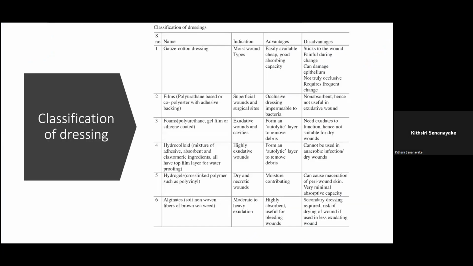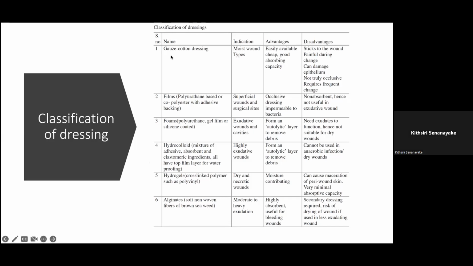Okay, so classification of the wound dressing. It is very difficult to classify wound dressings because there are more than 3,000 wound care products available in the market, and more still coming. It's a very profitable business, and therefore the world is trying to make newer kinds of wound care products, and new knowledge is being added day by day. So classification is a bit difficult. However, we'll remember these things, right?